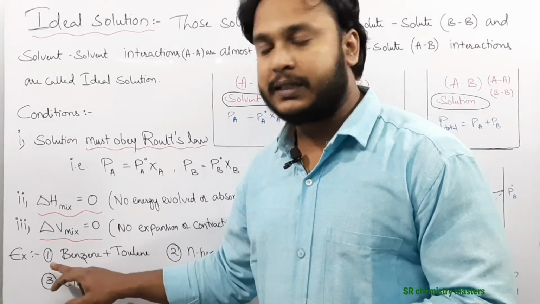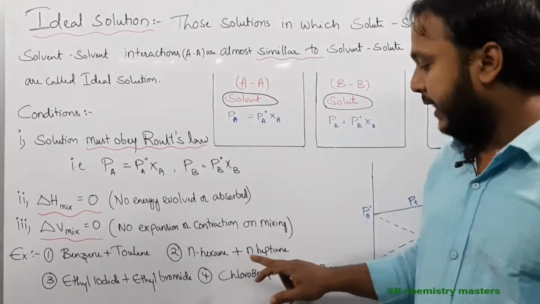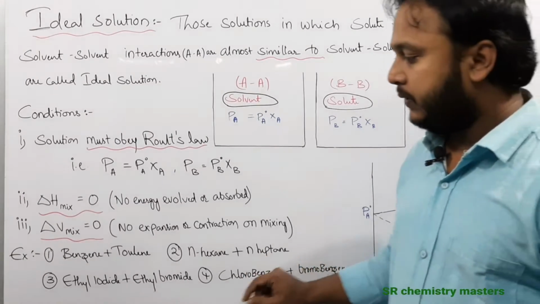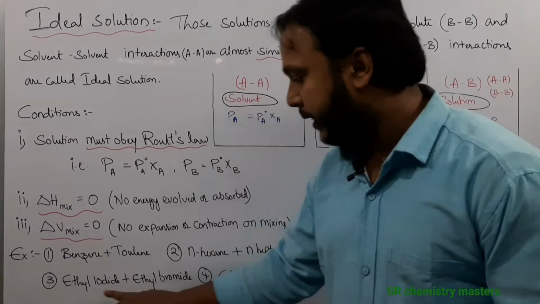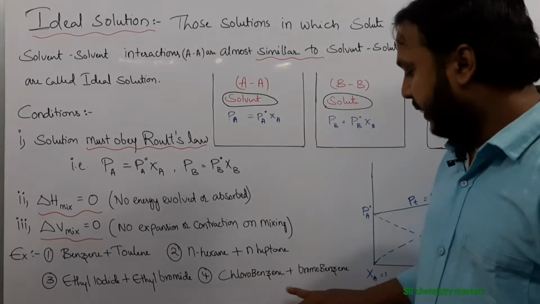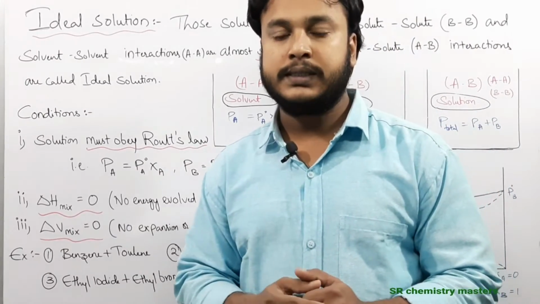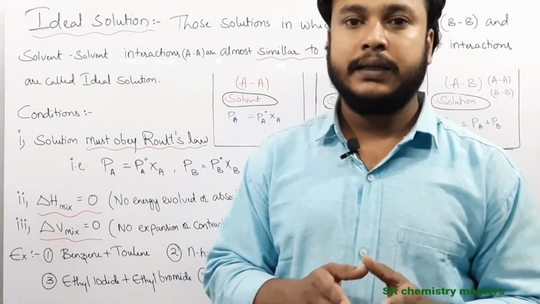Here on the board we have given 4 examples which are almost similar to ideal solutions. First one is the mixture of benzene and toluene. The second one is the mixture of n-hexane and n-heptane. The third one is the mixture of ethyl iodide and ethyl bromide, and the last one is chlorobenzene and bromobenzene. These are the 4 examples which are almost similar to that of the ideal solution.